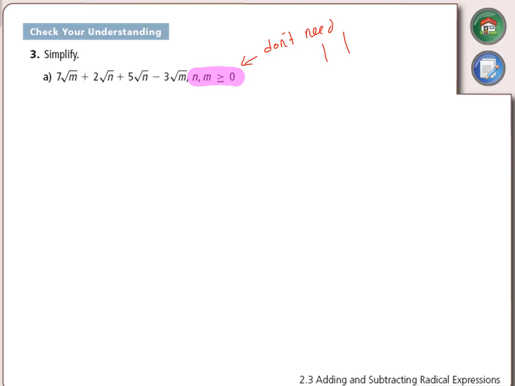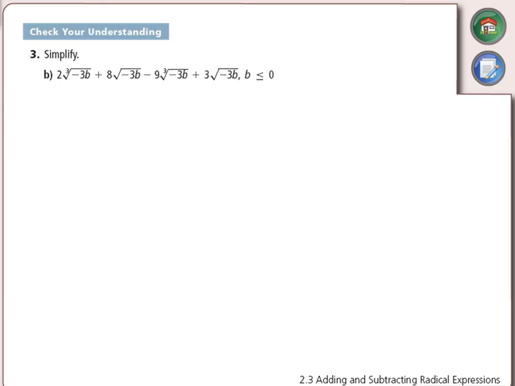We've got like radicands, that one and that one, that one and that one. So let's just bring them together. So we got 7 minus the 3. That gives me 4 root m. 5 and the 2, those go together. 7 root n. Simplified.